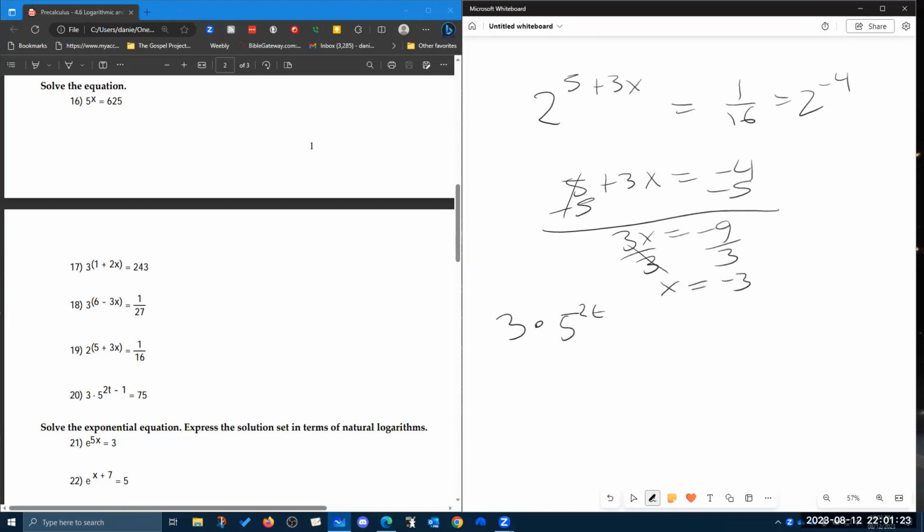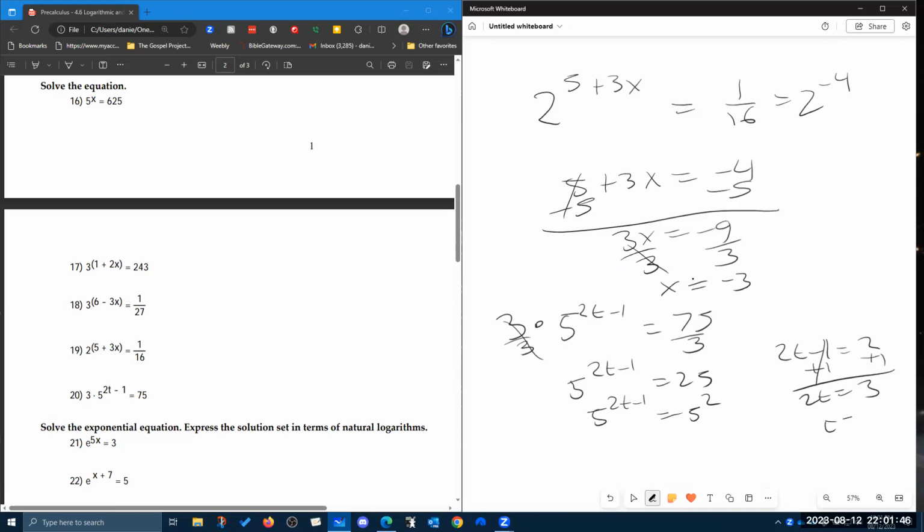3 times 5 to the 2t minus 1 equals 75. I'm going to divide both sides by 3 to get started. 5 to the 2t minus 1 equals 25. 5 to the 2t minus 1 equals 5 squared. 2t minus 1 equals 2. Add 1 to both sides. 2t is equal to 3. t is equal to 3 halves, or 1.5.